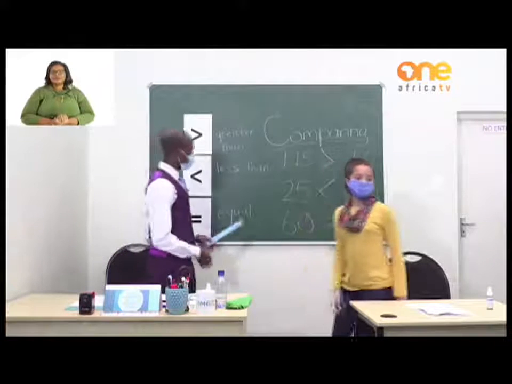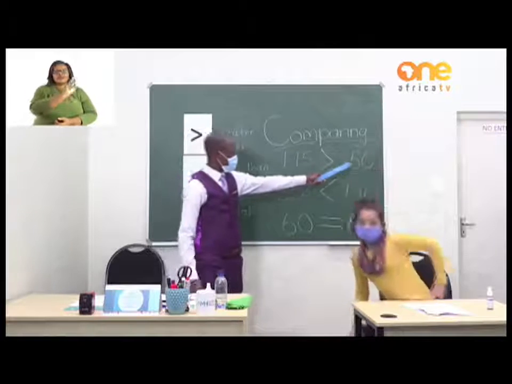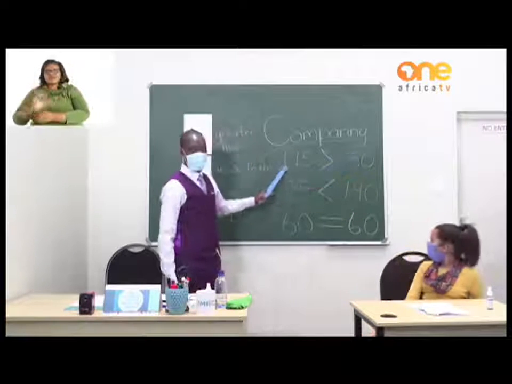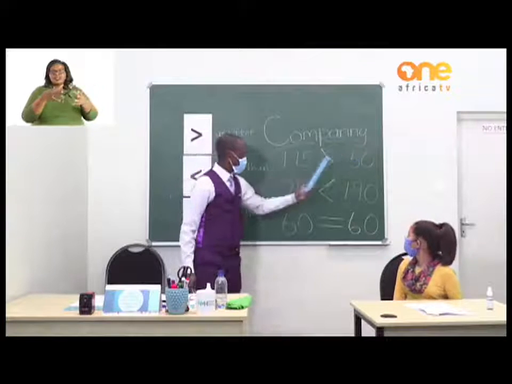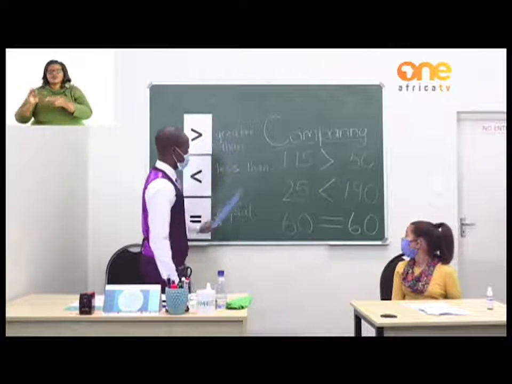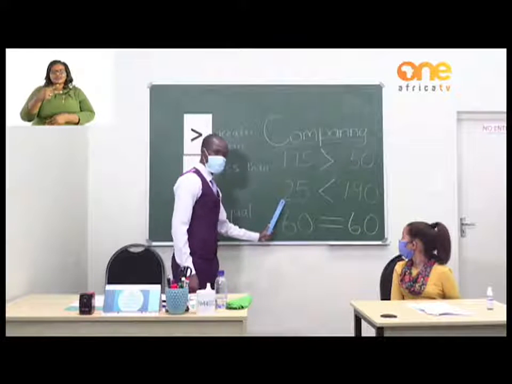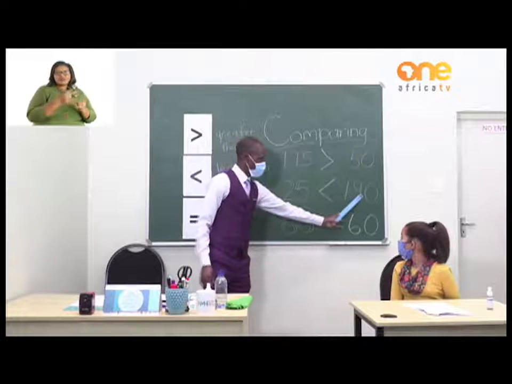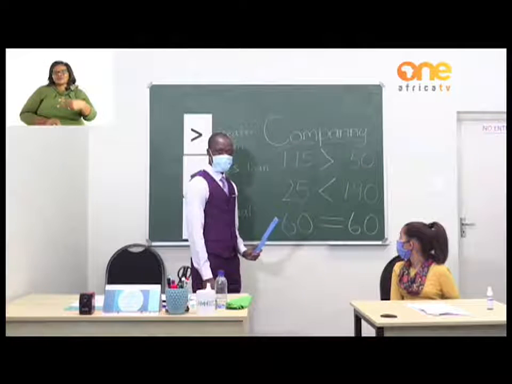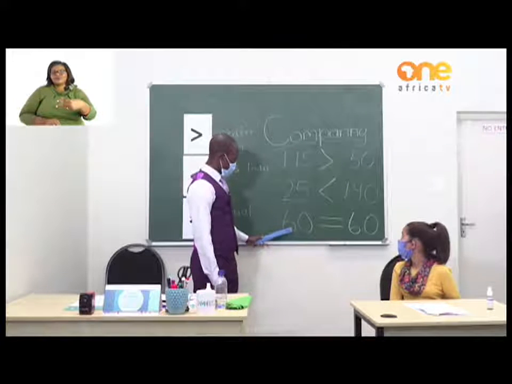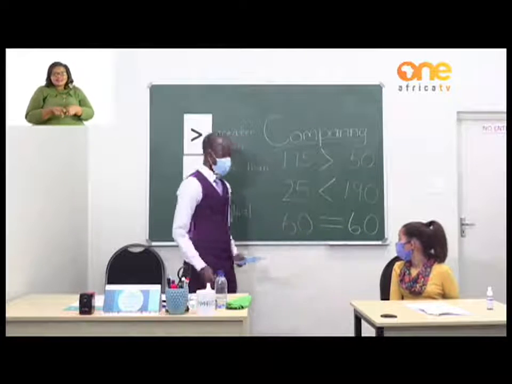Let us look at the way which she did. Here we are having 175 and we are having 50. We are starting with a bigger number here, then followed by a smaller number. So we are using the first sign, which is greater than. This is correct. Then the second one, we are starting with a smaller number, followed by a bigger number. So we are using a less than sign. Here, these two numbers are equal, of the same size. That is why we use the equal sign.